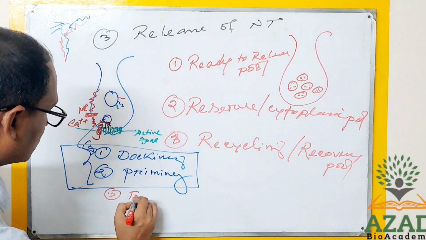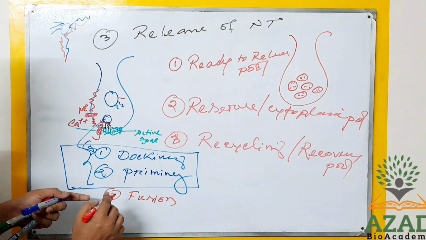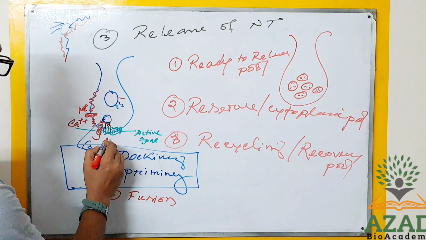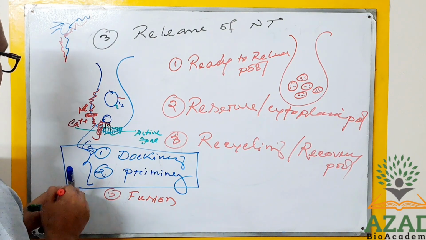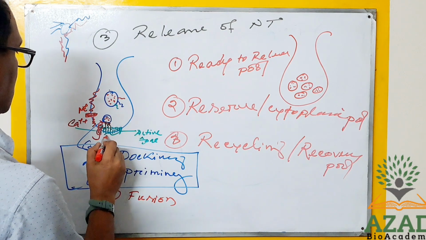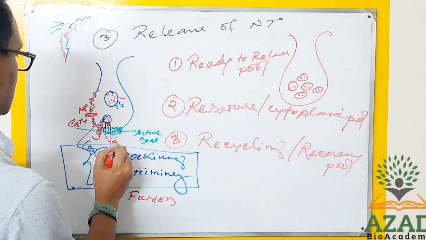The third stage is the fusion. Fusion means it will fuse the two membranes and release the neurotransmitter. If you think these are the neurotransmitter, it will fuse and release the neurotransmitter. So this is the release process.